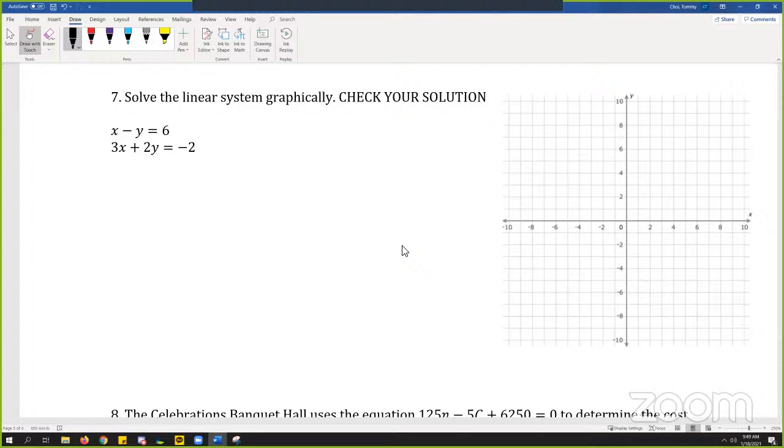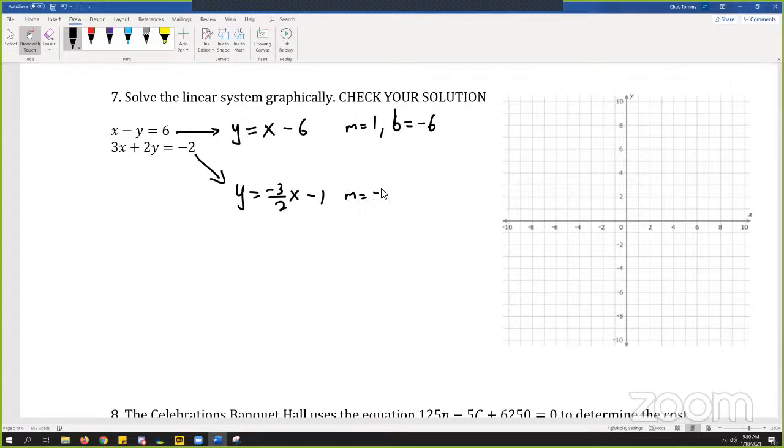So quickly, I'm going to show the y equals mx plus b form of both equations here. You should have gotten y equals x minus 6 for this one. And for this one over here, you should have gotten y equals negative 3 over 2 x minus 1. What this gives us is the slope is 1 and the b is negative 6.